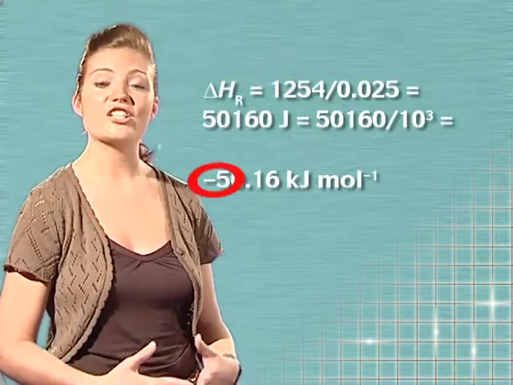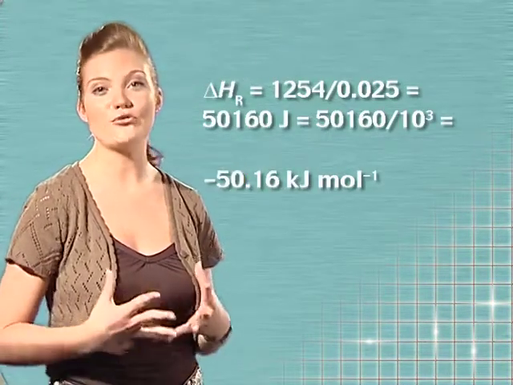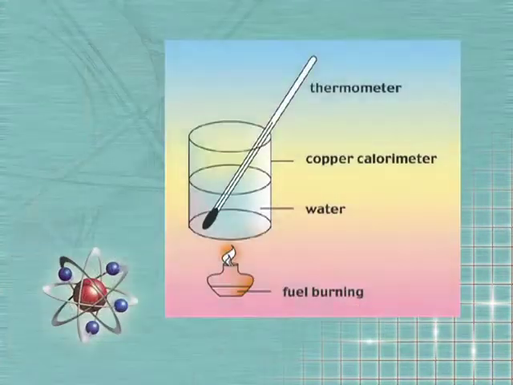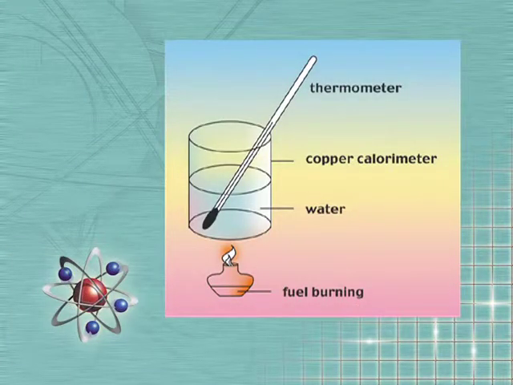The enthalpy change is a negative value because the temperature rises. Heat is given out during the reaction. It is exothermic. Enthalpies of combustion cannot be carried out in this way. The substance has to be burned in air. The flame heats up a calorimeter containing water.